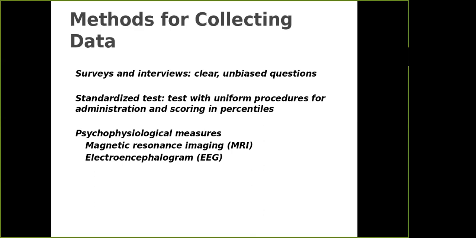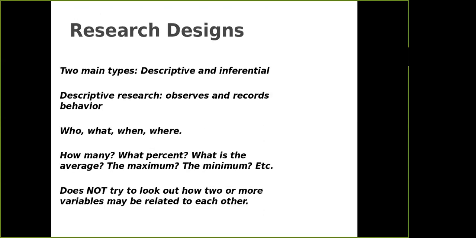Other ways we get data are psychophysiological measures like an MRI or an EEG. You've seen images of the brain that show which area is active by different colors. That's an MRI. EEGs are those readouts that show the electrical impulses that our brain is displaying. Also, things like heart rate and blood pressure could be physiological measures. Okay, so that's how we get the information.